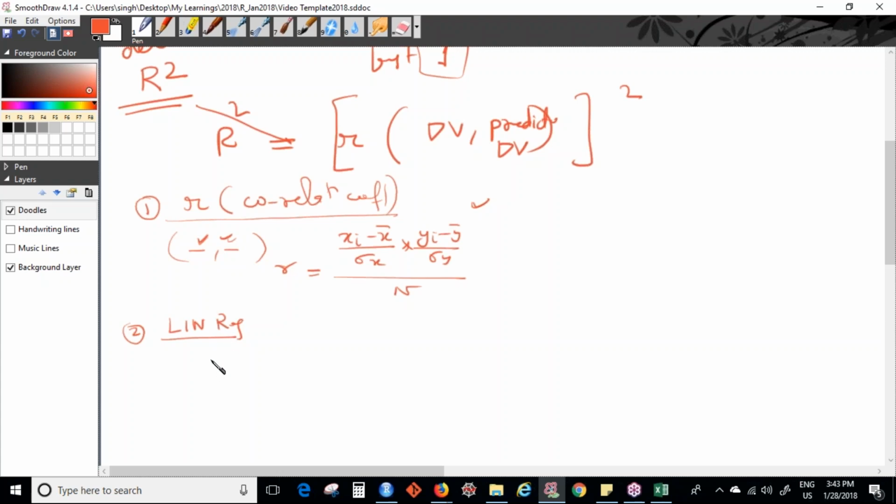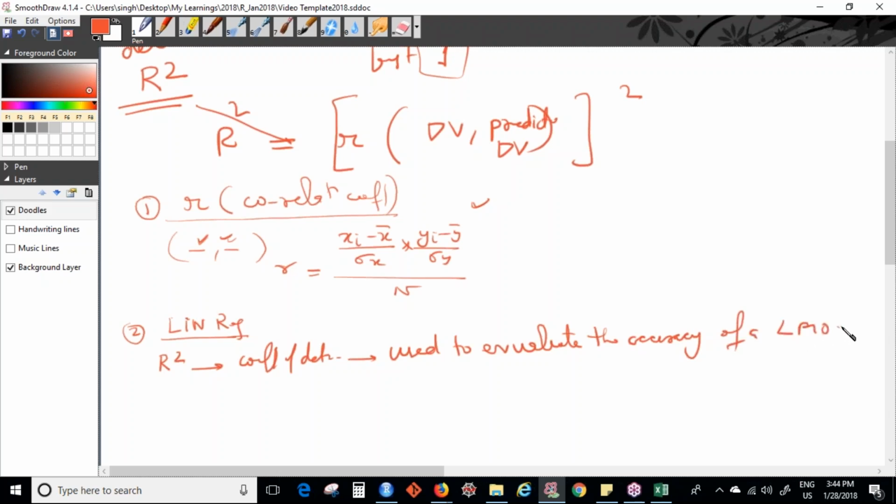Now we will see another parameter which is used to evaluate the accuracy of a linear regression model. Now we will see R square. What is R square? It is known as the coefficient of determination. What is its usage? It is used to evaluate the accuracy of a linear model. How good is your linear model? It is used to find that out.